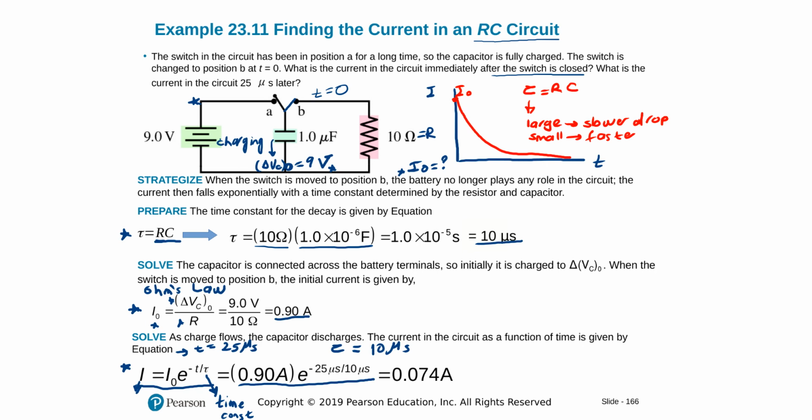10 microseconds. I know 25 microseconds later I'm looking for, and I can put in all the numbers and get it correct. That's how much we need to know about how the current is changing and potential difference is changing over the time as we discharge a capacitor, and how we can calculate those.